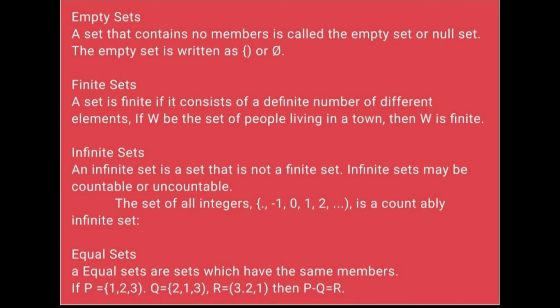An infinite set may be countable or uncountable. The set of all integers, -1, 0, 1, 2, is a countably infinite set. Equal sets are sets which have the same members. If P equals {1, 2, 3}, Q equals {2, 1, 3}, and R equals {3, 2, 1}, then P equals Q equals R.